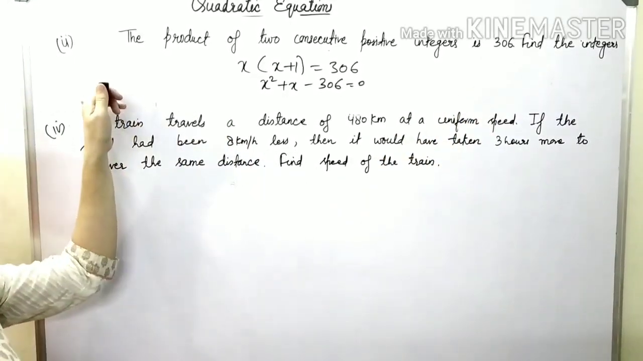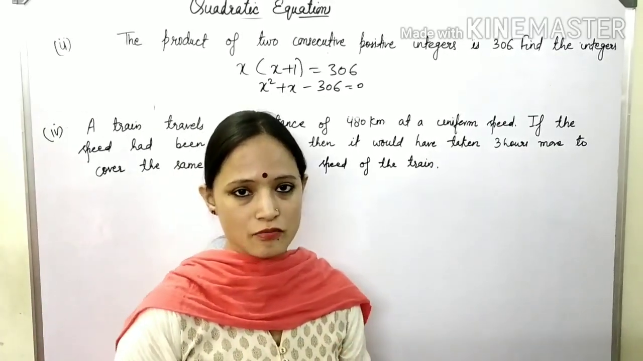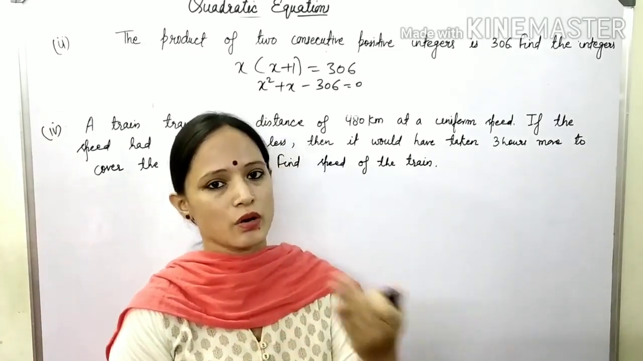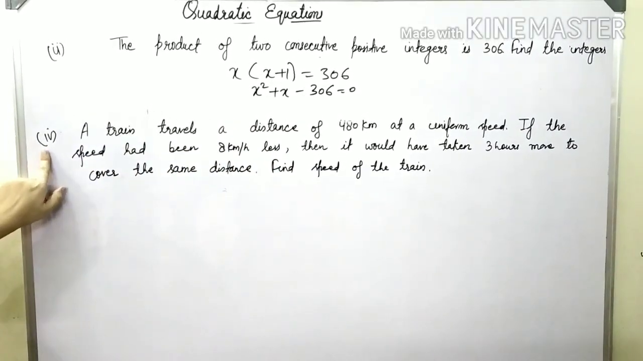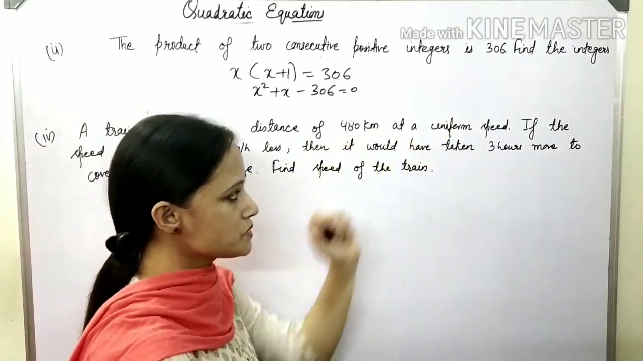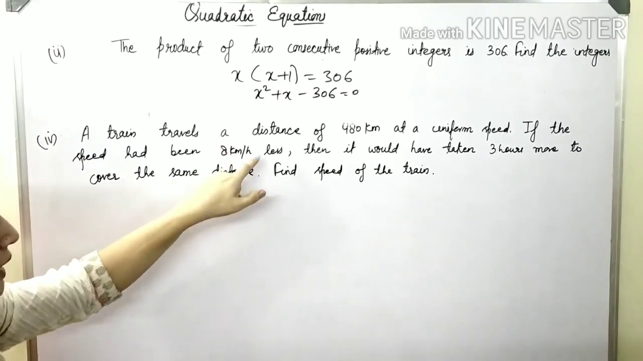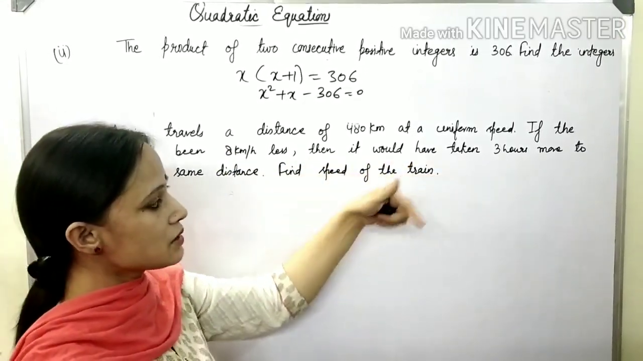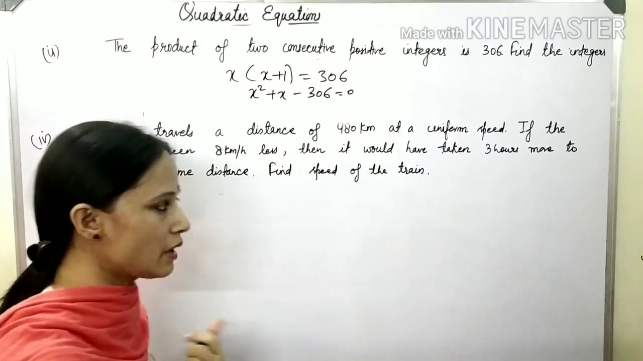Next, the third part is age-related equation. I hope you'll be able to do it yourself. Try to frame the equation and then you can find the values of x from there also. Next, I have taken the fourth part. A train travels a distance of 480 km at a uniform speed. If the speed had been 8 km per hour less, then it would have taken 3 hours more to cover the same distance. Find the speed of the train.